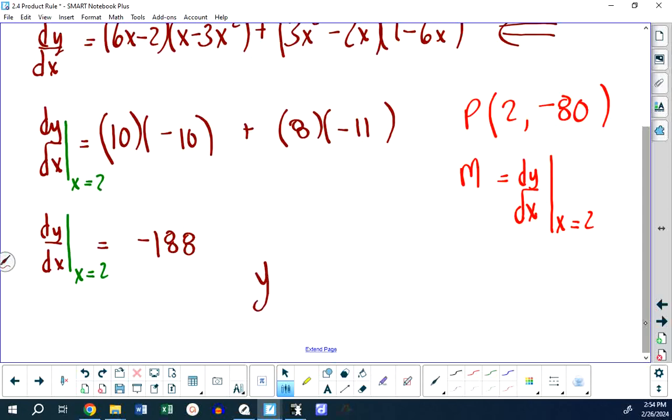y minus y1 equals the slope times x minus x1, and we can leave it there. I don't think we need to spend class time rearranging that as ax plus by plus c equals 0. Are we okay with that example? All right.